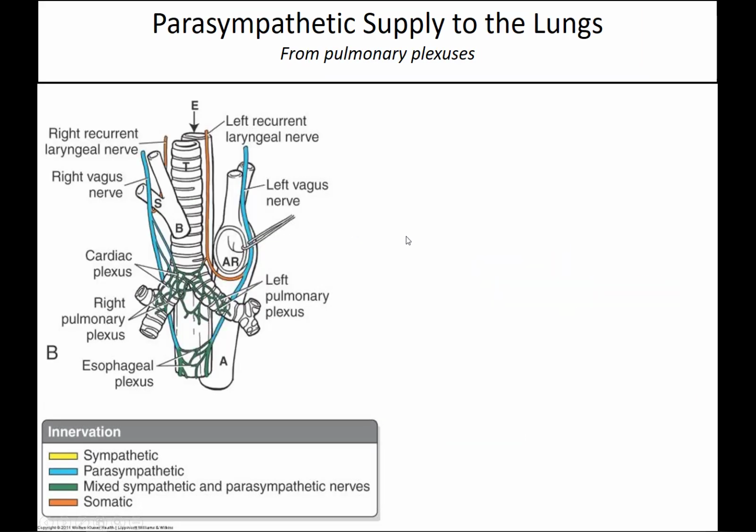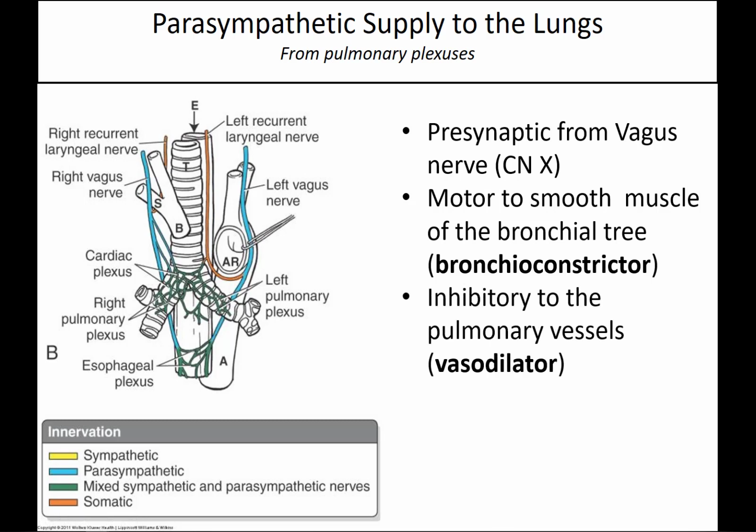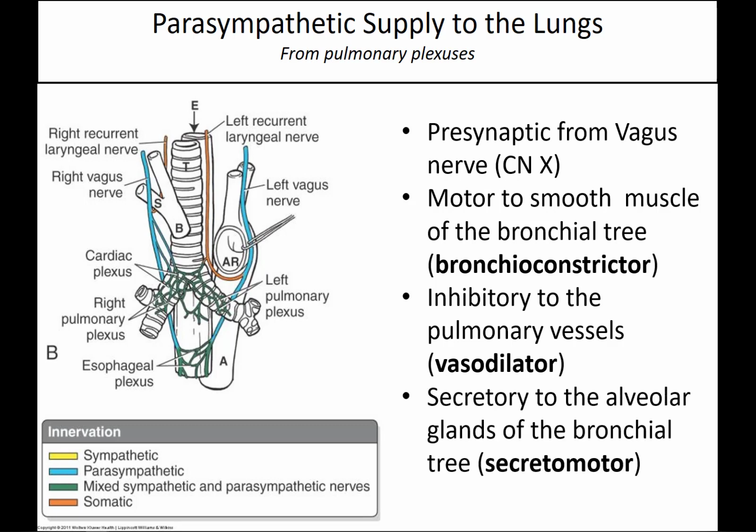The parasympathetic supply of the lungs is from the vagus nerve, or vagus nerves, cranial nerve number 10. It will be motor supply to the smooth muscle of the bronchial tree, so bronchoconstrictors. It will be inhibitory to the pulmonary vessels, so it'll act as a vasodilator. And it will be secretomotor or secretory to the alveolar glands of the bronchial tree.